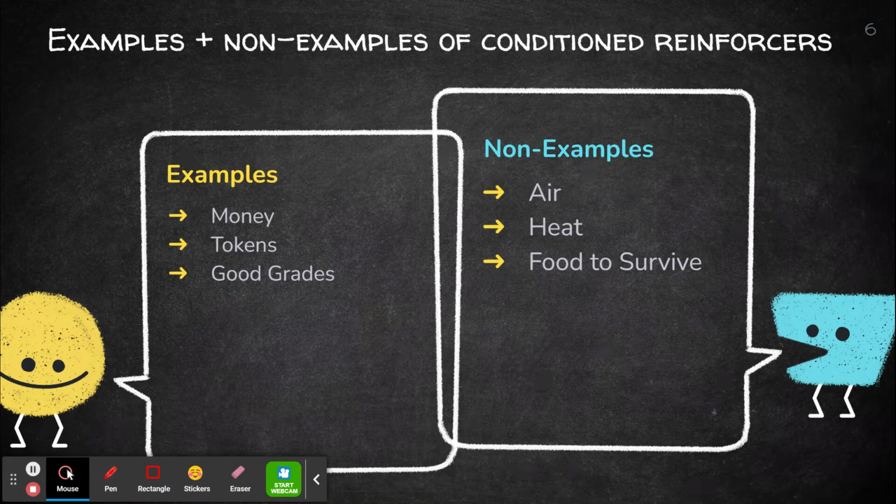Tokens, I picked that one because a lot of us have already really used these. We've done token economies maybe with some of our clients, and we know that we have to condition them for them to be conditioned reinforcers. And good grades. I myself, as well as my oldest, really get reinforced by good grades. We know how it feels when we get them, and it's beneficial. When I was younger, I would maybe get a toy or some other sort of reinforcement as well for good grades. So good grades have become a conditioned reinforcer.